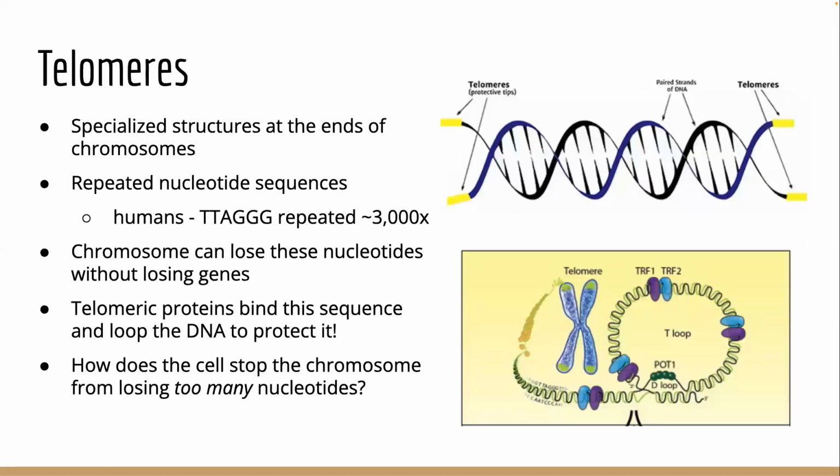So telomeres are structures at the ends of chromosomes that are repeated nucleotide sequences. And this way, the chromosome can lose these nucleotides without actually losing the structural genes. And then telomeric proteins bind to the sequence and link the DNA to protect it. That's how we're able to replicate our DNA without losing structural genes.